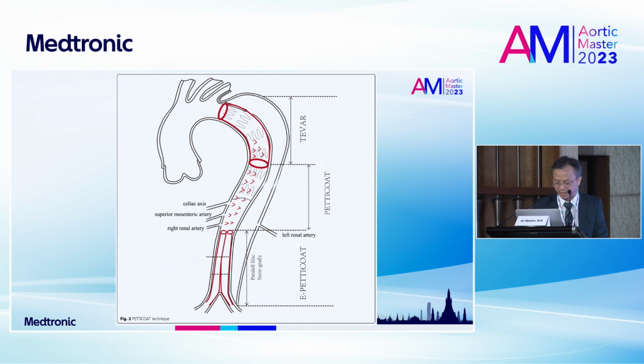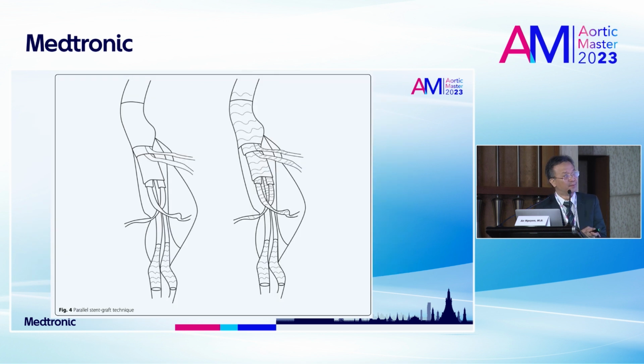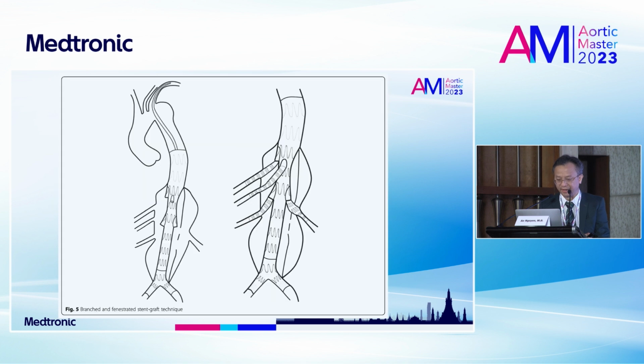This is the basic technique, which everyone is very familiar with, and this is stabilized with the Petticoat technique, that is, dilation with a balloon to rupture the intima to close the false lumen in the thoracic aorta. And this is a multi-layer parallel stent graft. This is so complicated, and the most popular is fenestrated and branched.